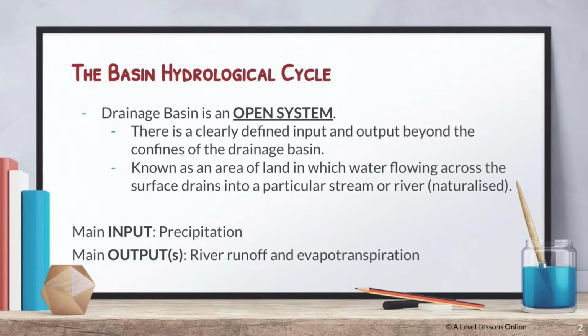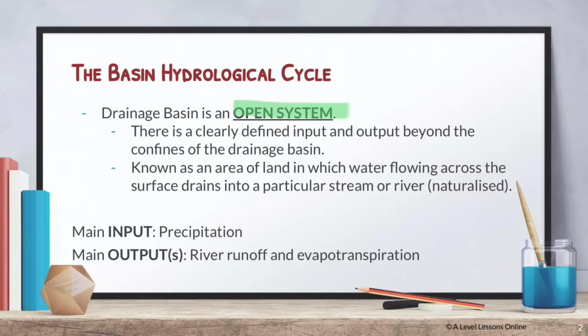Firstly, you have to understand what exactly the basin hydrological cycle is. The drainage basin is basically an open system. What do I mean by open system? An open system basically means that it is merged with the environment, so anything that's in the environment can play a part in the drainage basin hydrology.